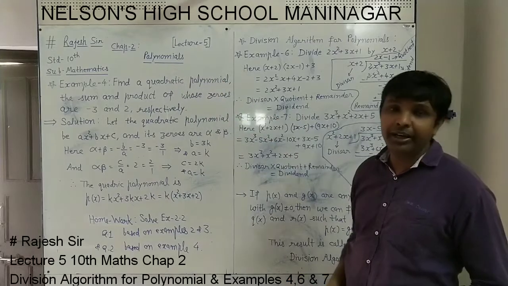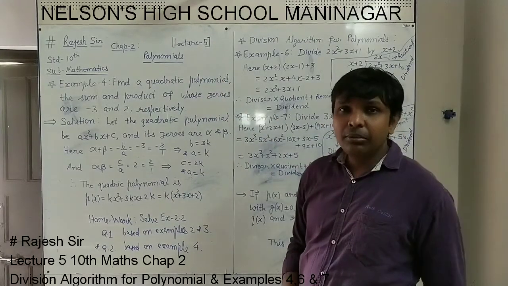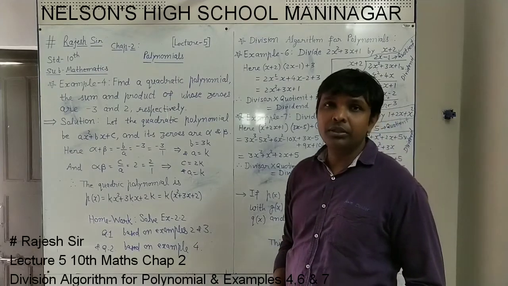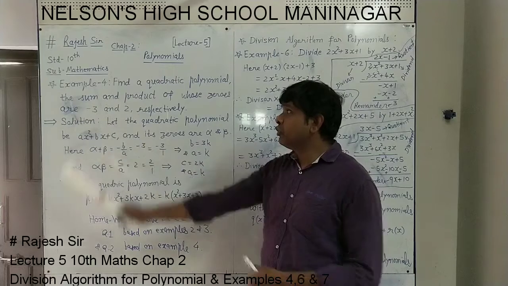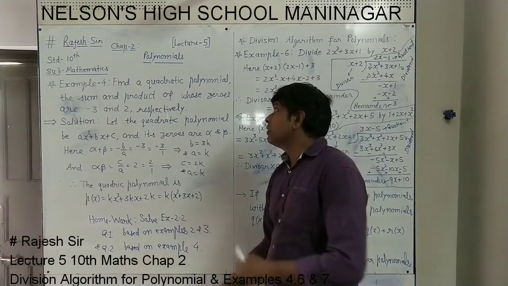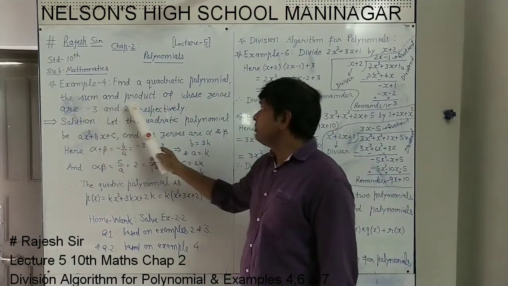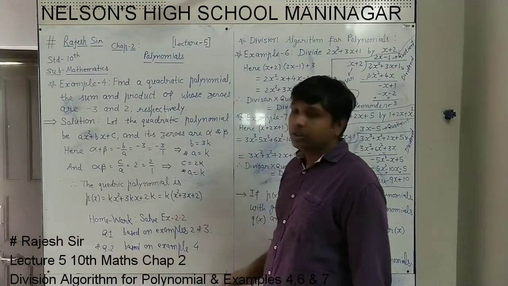This is lecture number 5 now. In the last lecture we saw example 2 and 3, and based on that I told you that question number 1 of exercise 2.1 you can solve. Now this is example number 4 we have. Find the quadratic polynomial where the sum and the product of whose zeros are -3 and 2 respectively.